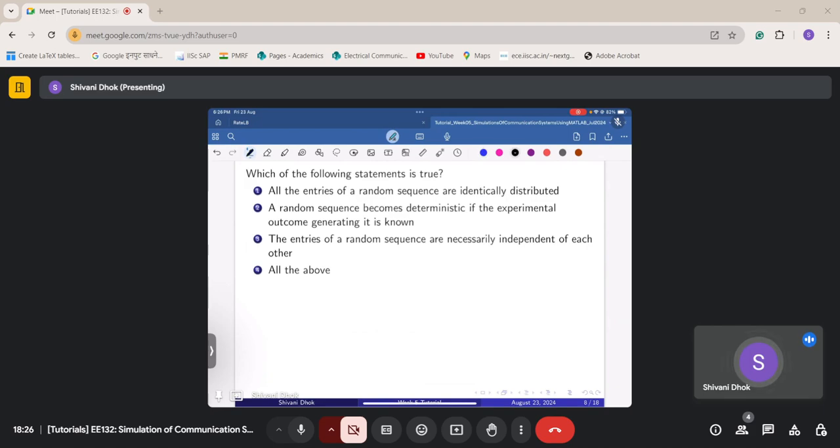So the first option says that if you have x1, x2 and so on till x3, x4 and so on, all of these x1, x2, x3 and x4 are identically distributed. But for a random process, for all of these samples in time, that is at time equal to 1, time equal to 2 and so on, at each time we might get a different distribution. These are not identically distributed, so the first option is not correct.